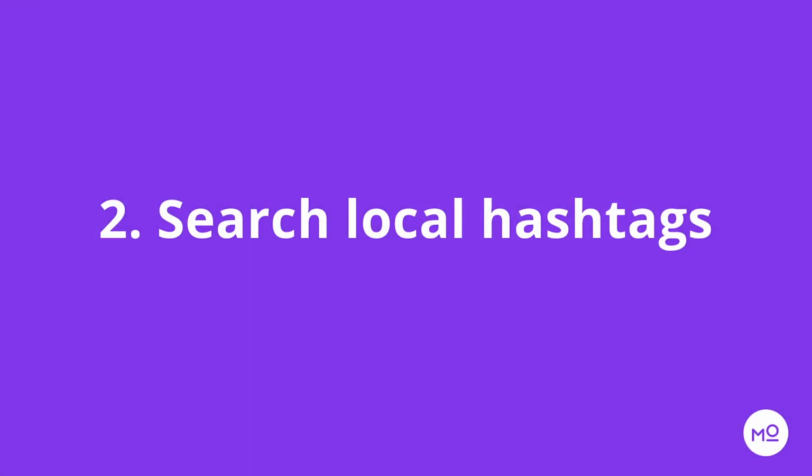The second way to find creators in the city you care about is to go to the platform itself and use hashtags related to that area to find creators who are posting in that region. You can really quickly find ideas for which hashtags to use by just typing the location, the name of the city, into the search bar. It's going to recommend a bunch of related hashtags.